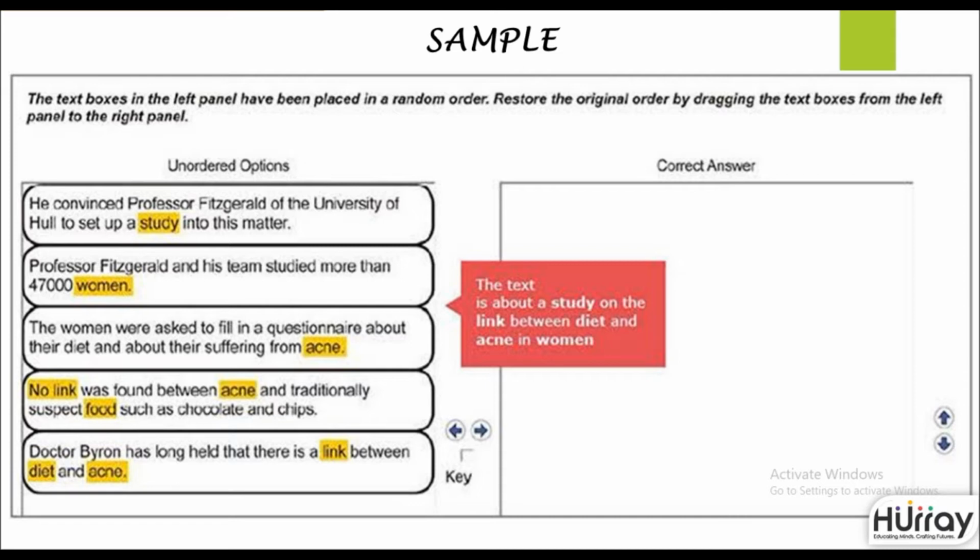As you can see, your instruction is given at the beginning. The text boxes in the left panel have been placed in a random order. Restore the original order by dragging the text boxes from the left panel to the right panel. So these are your unordered options. You have to take them from here and drag them to this part. Of course, when you're doing so, you have to check the information, you have to check the coherence and use several strategies to ensure that your answers are in the correct order.